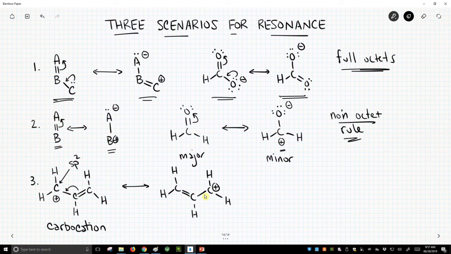This is far less common than these top two, but we will encounter it later. And so resonance is actually an important way that we can stabilize carbocations. So I want to mention that for completeness, but almost all of our action for resonance is going to be right here with number one. But we will see number two a little bit. So these are the three situations in which we will encounter resonance in organic chemistry typically.